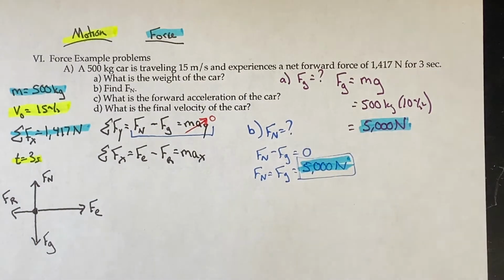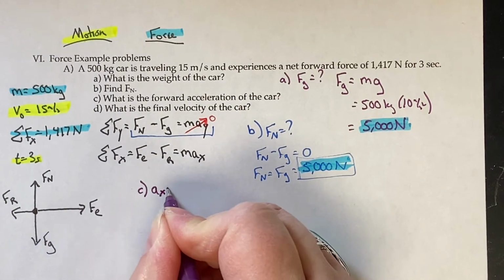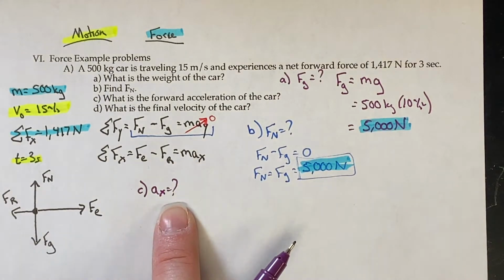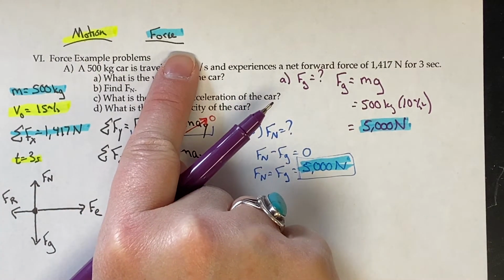Highlight that blue because it's a force. Part C, what is the forward acceleration of the car? Forward, that just means that we're looking in the x direction. So part C, acceleration in the x direction, question mark. Well, acceleration is this unique variable that has dual personality. It is a motion variable, but it's also a force variable.